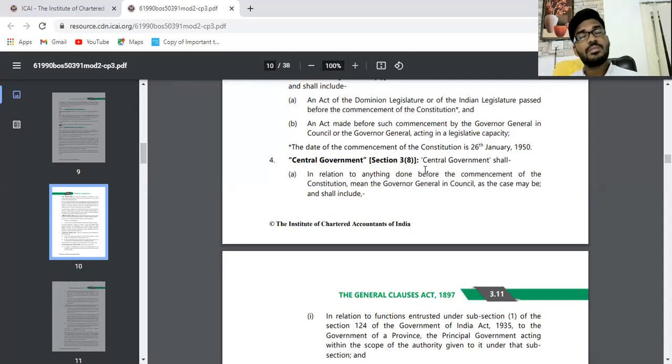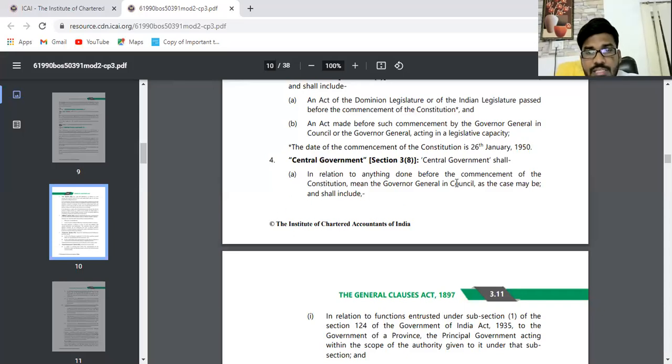Before 26 January 1950, it means the Governor General, and also, sir, what we have discussed about the Governor of Provinces and also the Chief Commissioner of States. After 26 January 1950, it means the President of India, State Government, Chief Commissioner, and Administrator of Territories.